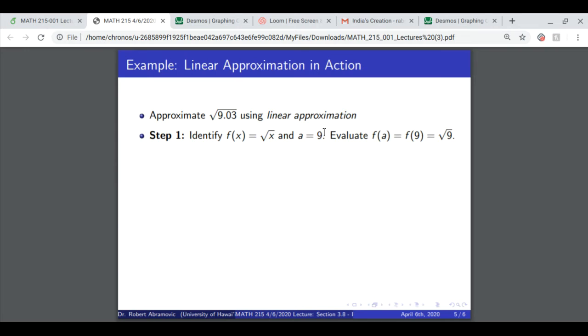A, the input. At 9, we do know the output, right? What's the square root of 9? It's 3. I didn't write it there, but the square root of 9 is equal to 3.